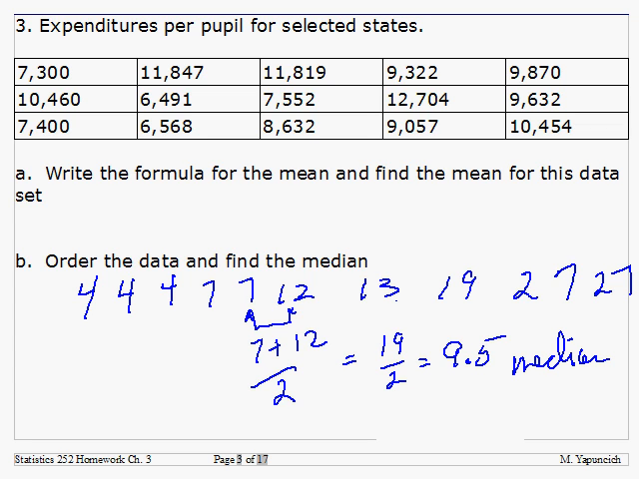For the mode, you look at repeated numbers. The first way I wrote this, there were no repeated numbers, so there was no mode. Here, you can see you've got 3 of these. You have 2 of these. You've got 2 of these. The rest are in ones. So in this case, the mode is 4.